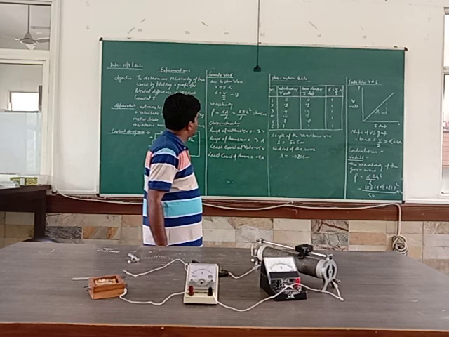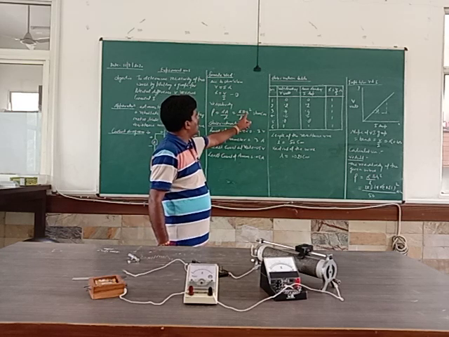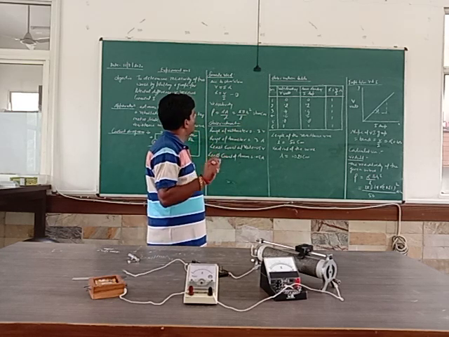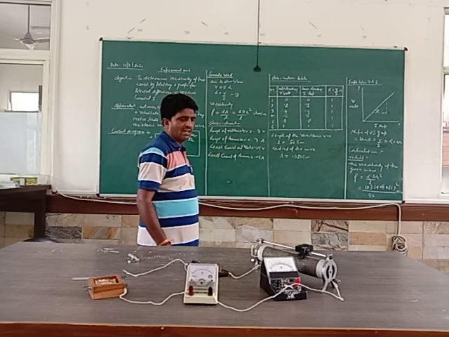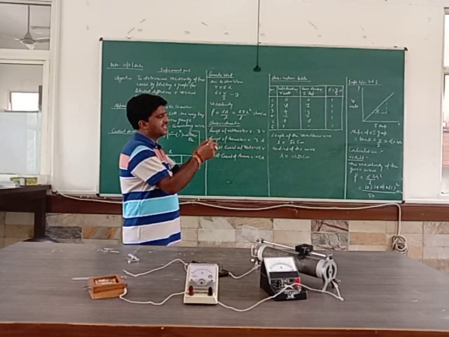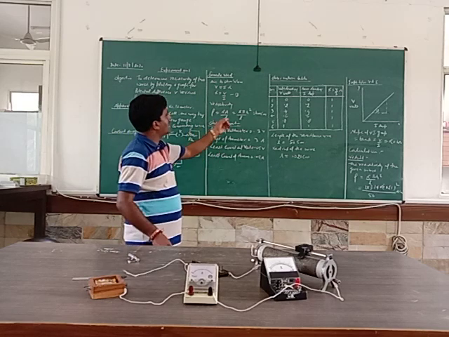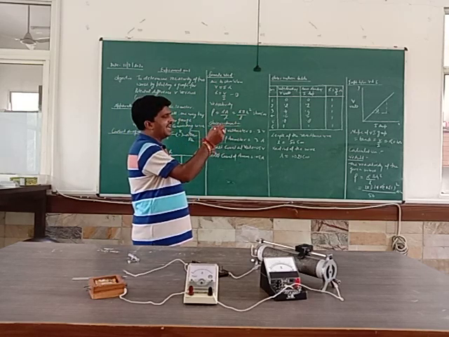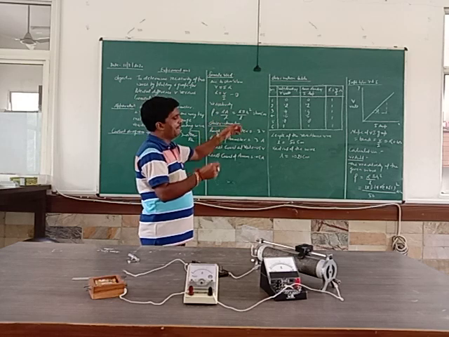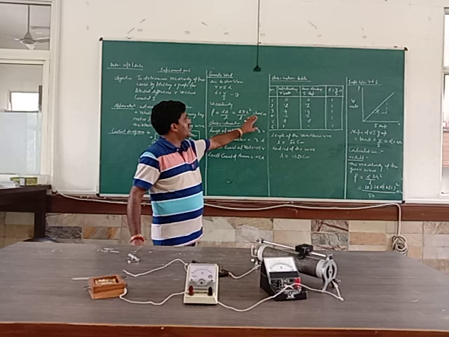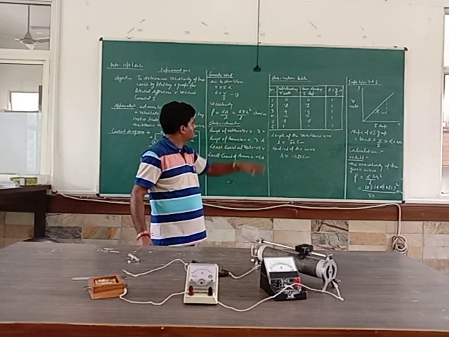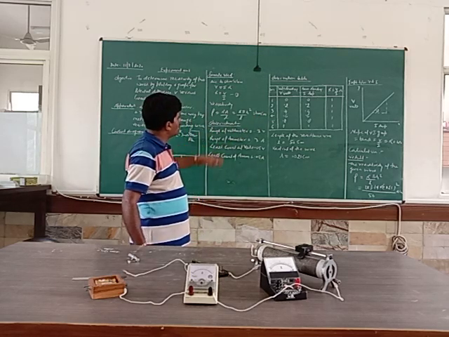R is the resistance of the wire, small r is the radius of cross section of the wire, and L is the length of the resistance wire. This one is the wire. Small r is the radius of that wire, L is the length of this wire, and capital R is the resistance of this wire. The unit of resistivity is ohm centimeter. And we will do the following observations.